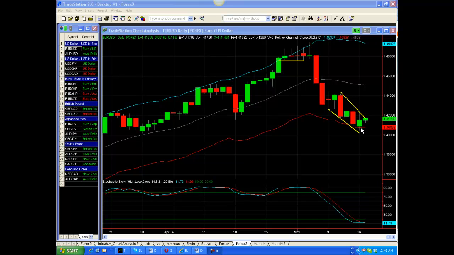Here's the euro. Yesterday I talked about the euro being outside the Keltner, and I had a feeling it was going to pop back in, but there was no trigger. So, what my feeling is and what actually happens are very much at odds sometimes. So I don't trade off of feelings. I trade off of triggers.